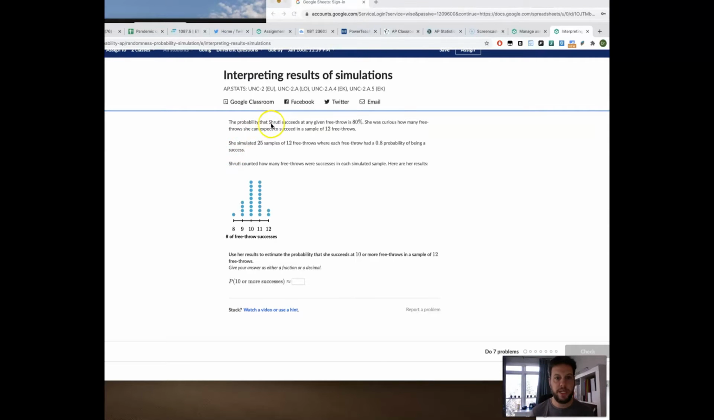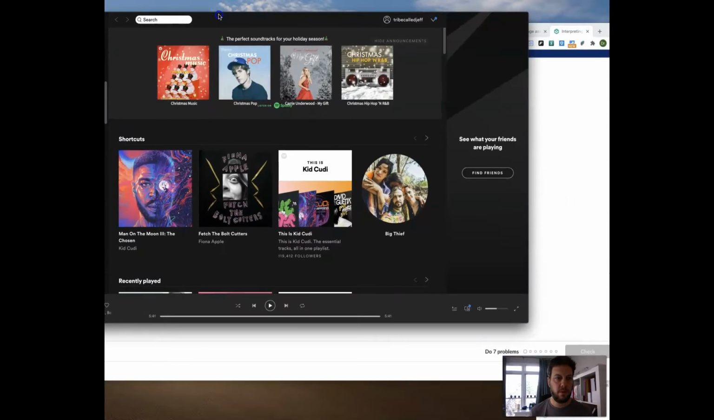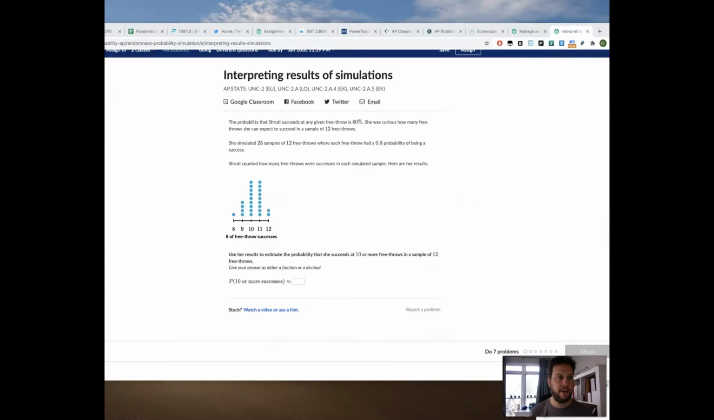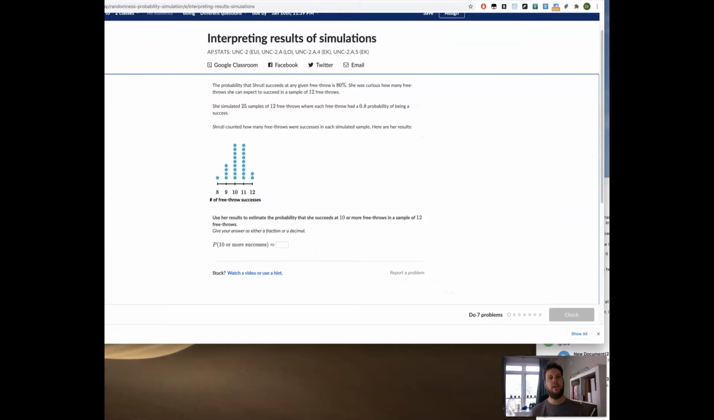The probability that Trudy succeeds on a given free throw is 80%. She's curious how many free throws she can expect to make in a sample of 12 free throws. There's a mathematical way to do that, right? But this is a simulation, so let's say we don't know that. So I'm just going to run through the scenario a bunch of times and then do the math from there.